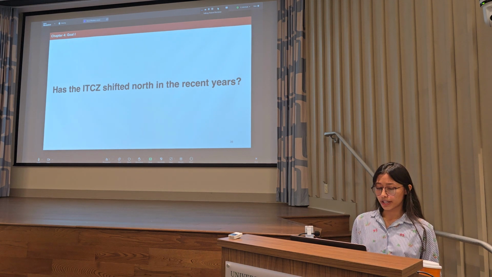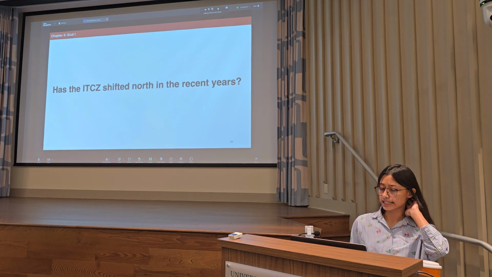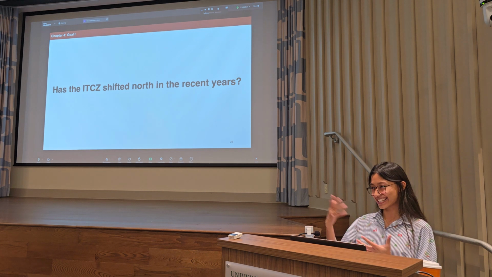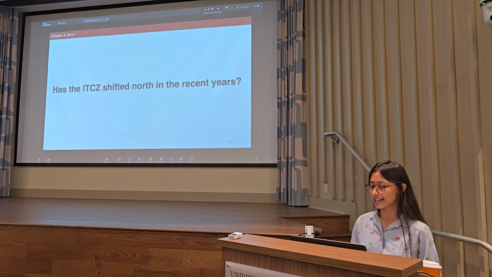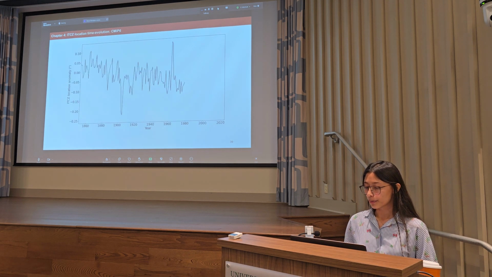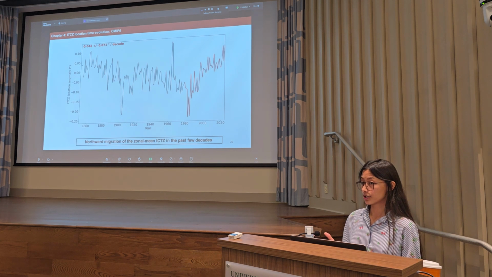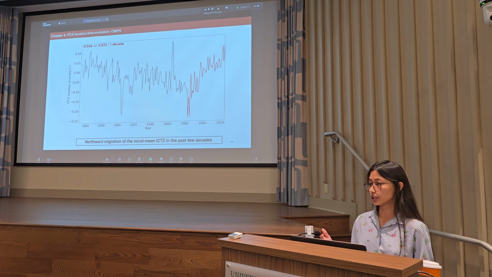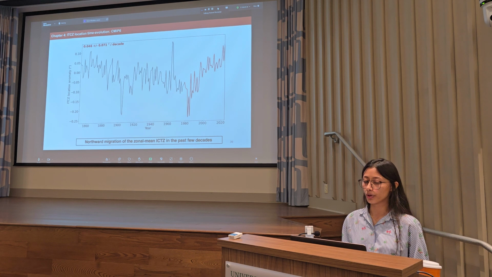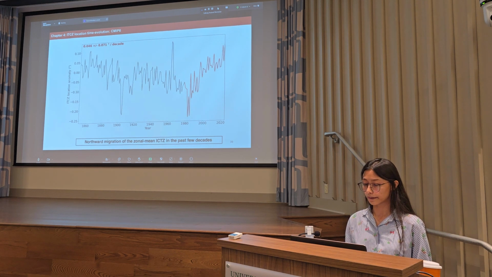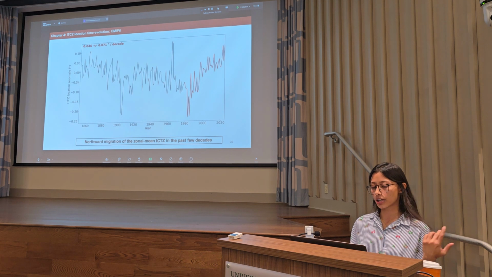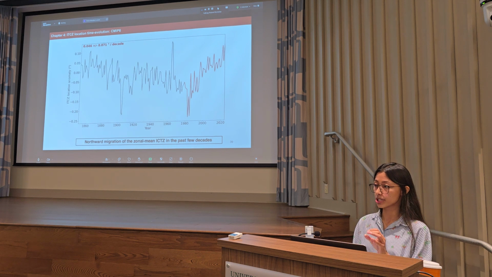So goal 1 of this chapter is to analyze whether the ITCZ has shifted north in recent years. And to do so, we extend our CMIP6 coupled models using the SSP 245 scenario. And we find that the ITCZ has in fact shifted north in recent years, that is during the satellite era from 1979 to 2023, at a rate of around 0.046 degrees per decade. This particular metric that we use to locate the ITCZ is the precipitation centroid definition based on Adam et al. 2016.